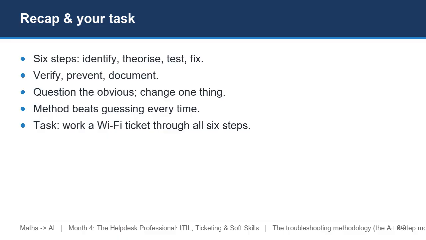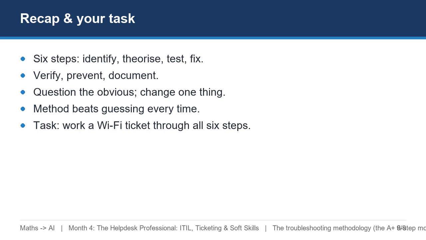Let's recap. The A+ model has 6 steps: identify the problem, theorize the cause, test the theory, plan and implement the fix, verify and prevent, then document. Question the obvious first, and change one thing at a time. Method beats guessing every single time.